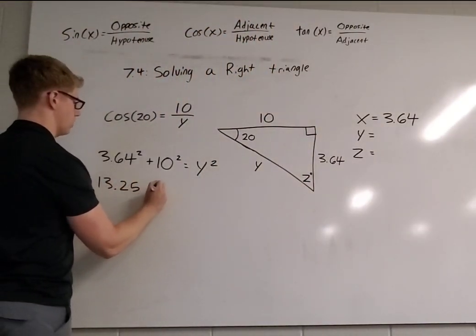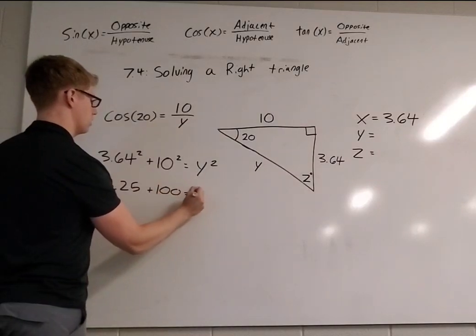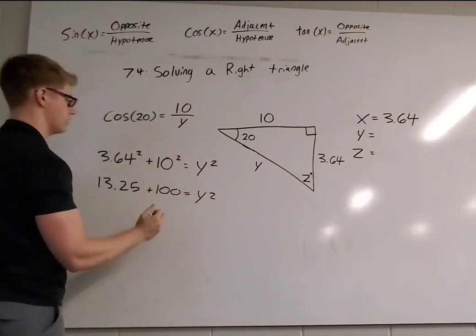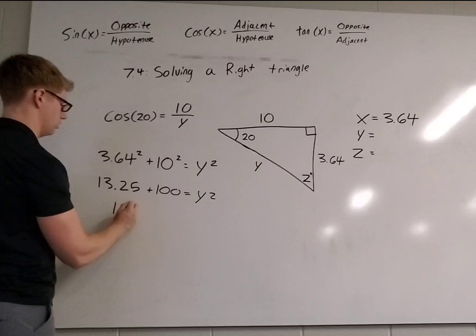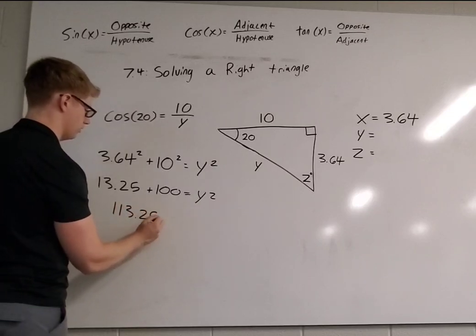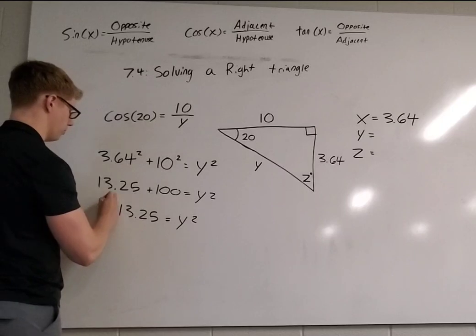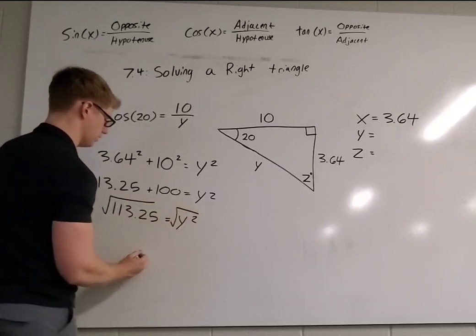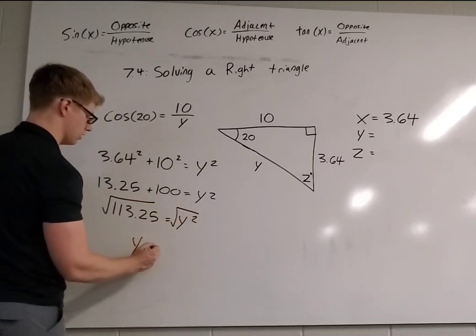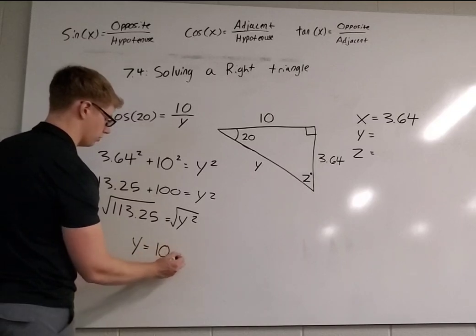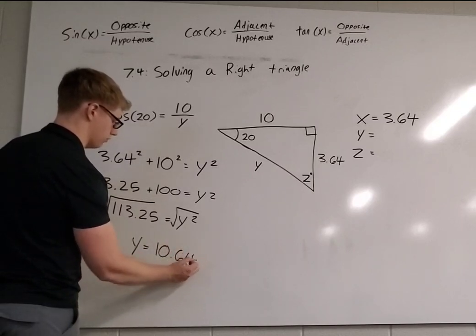10 squared, you should know it's 100. You add these together, and then you can take the square root of both sides. And you would get that your y is equal to 10.64.